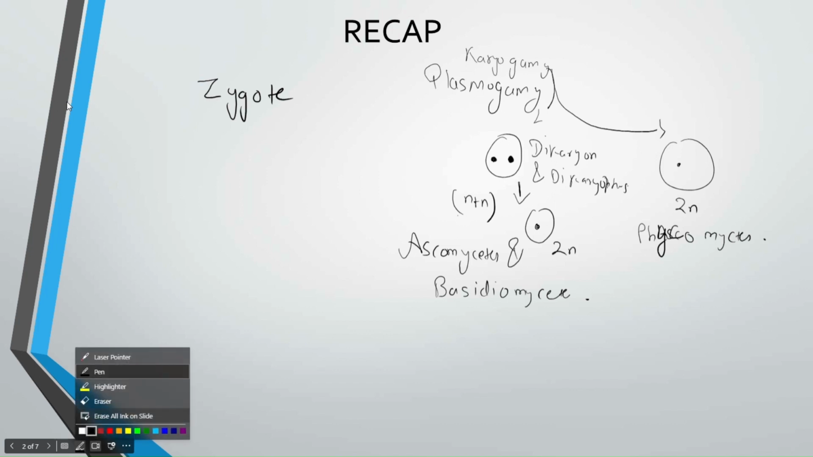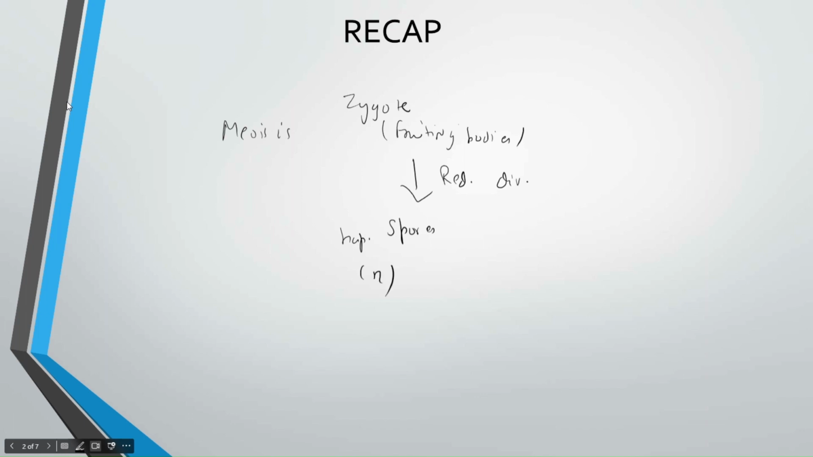And after the formation of this zygote, what happens is, now it forms fruiting bodies, meiosis occurs, and the fruiting bodies undergo division to form spores which are haploid.